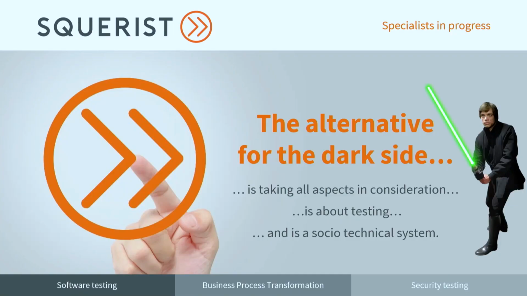But well, anyway, I think we need 3 things, well, actually it's more like 5 things, but you will see later. To be successful with test automation, we have to take all aspects into consideration. We have to realize that test automation is about testing. It's not about automation. It is about testing. And it is a socio-technical system.